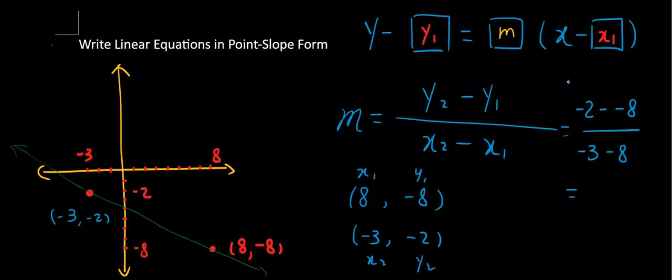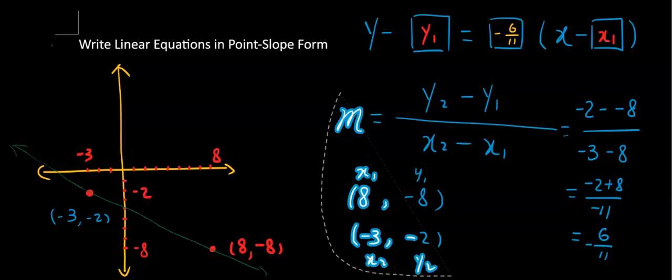And I have negative 2 plus 8 over negative 11. Negative 2 plus 8, that's positive 6 over a negative 11. The slope is negative 6 over 11. I can put down here, slope is negative 6 over 11. This is by calculating. Earlier we talked about there are two different ways.